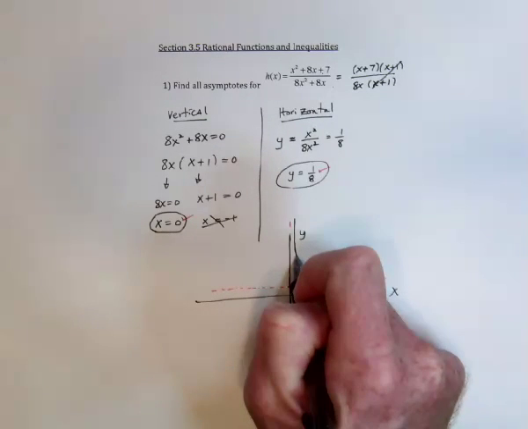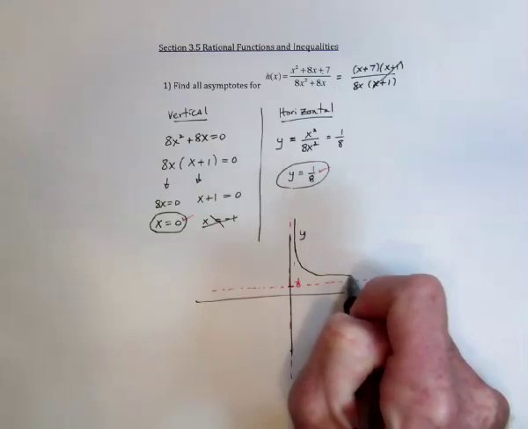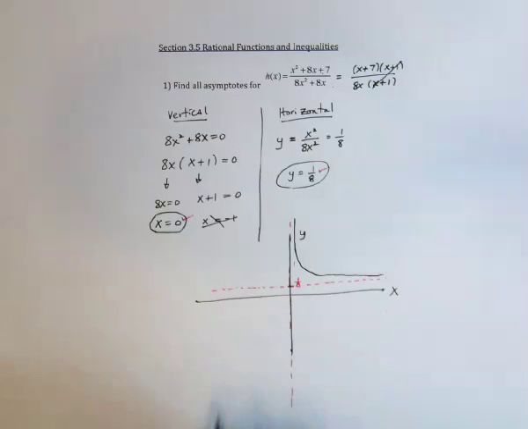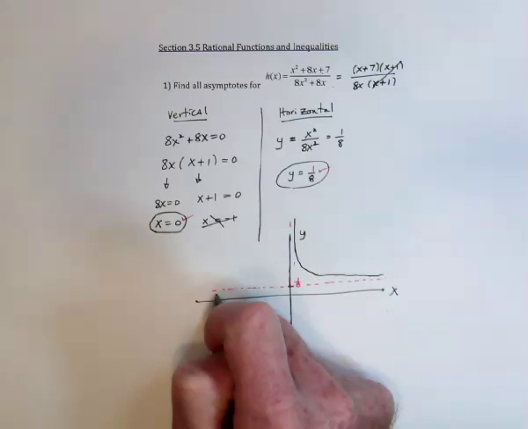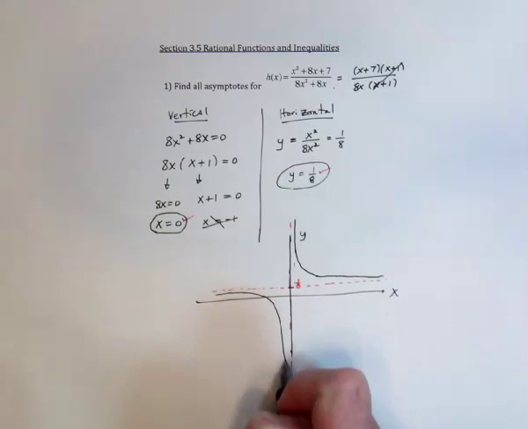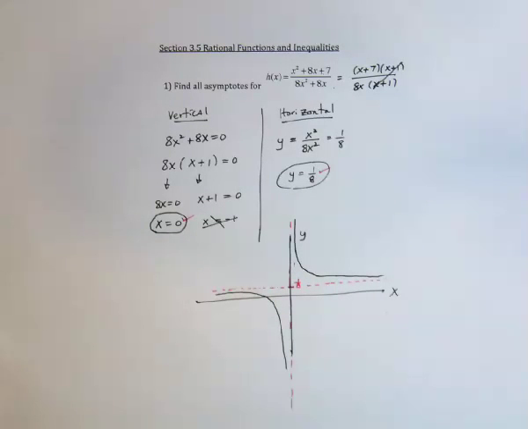And so it basically looks like a hyperbola. There's one branch of it. Here's another branch of it. And that's what the function looks like.